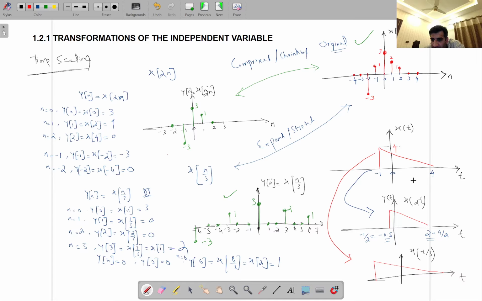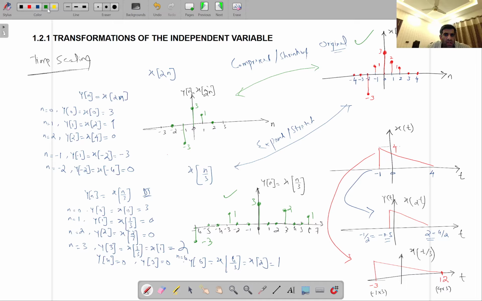So what is going to happen? It's going to now stretch or expand the signal. So the point 4 is going to be at 12, and -1 is going to be at -3. So again, you can get an idea that this particular point is basically 4 multiplied by 3, and this was -1 multiplied by 3. So you basically multiplied the starting and the ending point with the factor which is written over here. So this is, guys, the time scaling property.